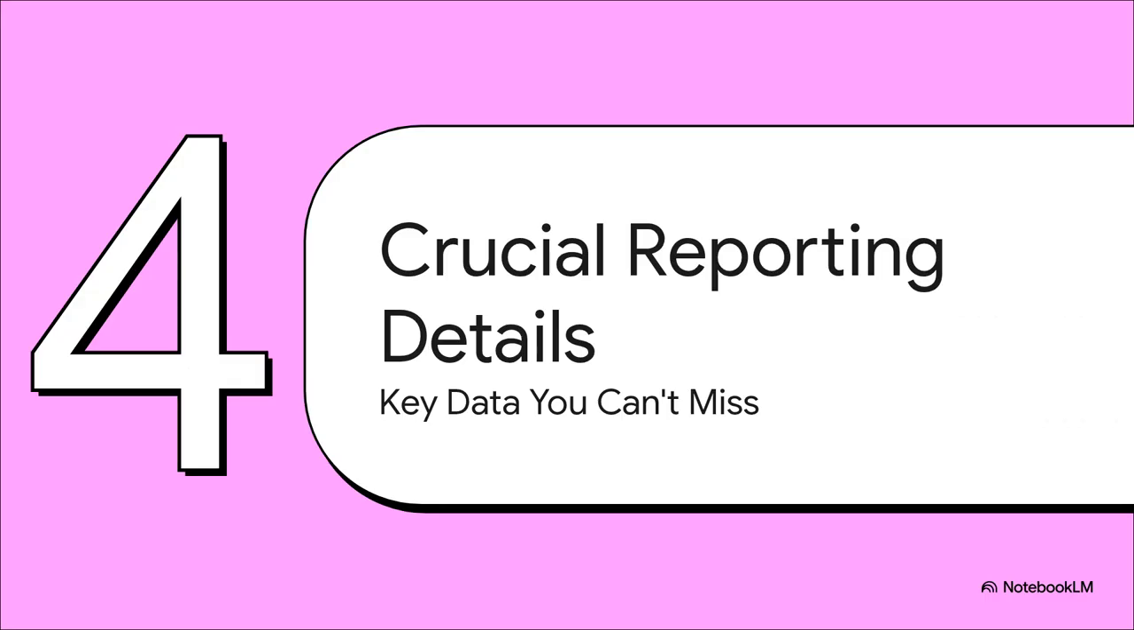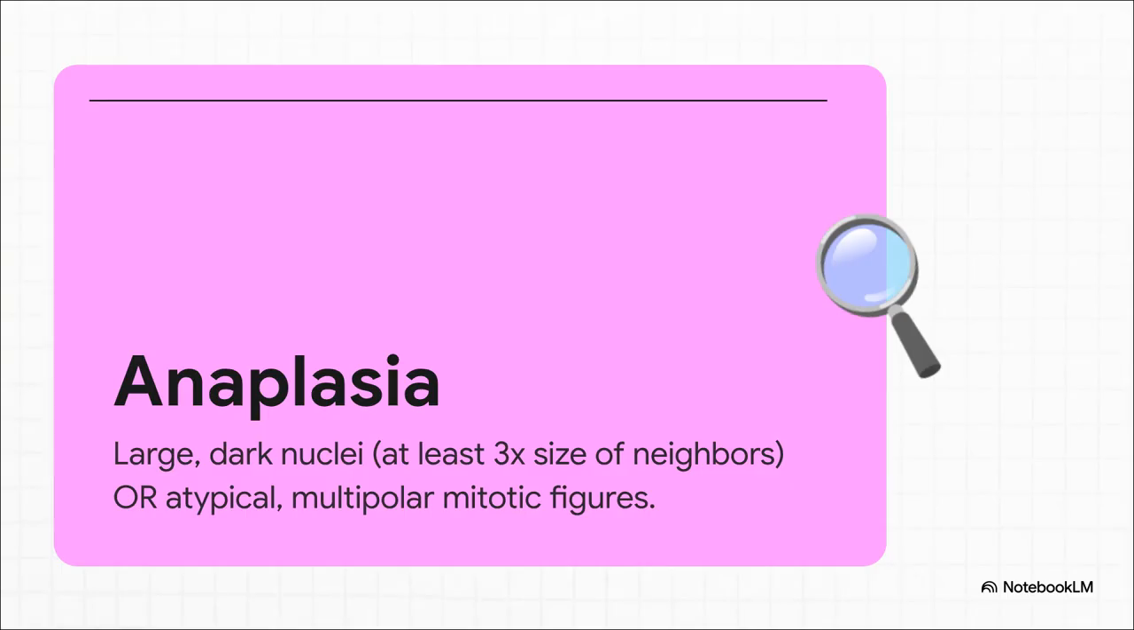All right, we've covered the big categories. Now let's dig into some other crucial details you need to be looking for and reporting on. Think of these as the finishing touches that complete that diagnostic picture. First up is anaplasia, and the definition here is super specific. You're looking for these huge, dark, frankly ugly nuclei, at least 3 times the size of their neighbors, or you're looking for just bizarre, multipolar mitotic figures. These things should just jump out at you at low power. If you have to hunt around for them, it's probably not true anaplasia.